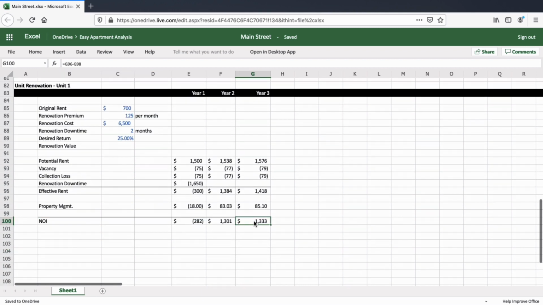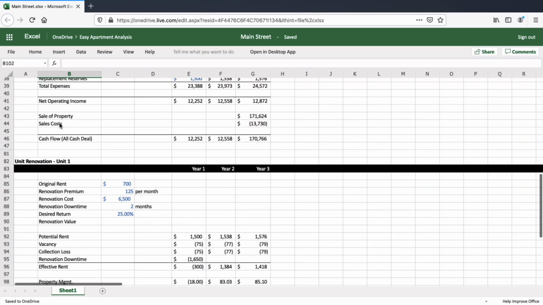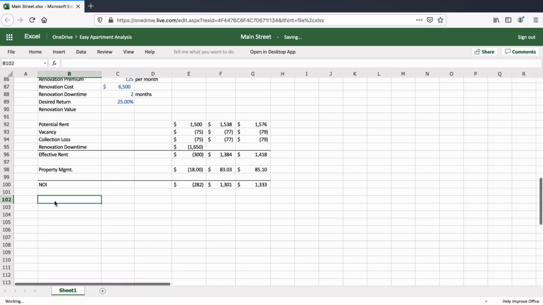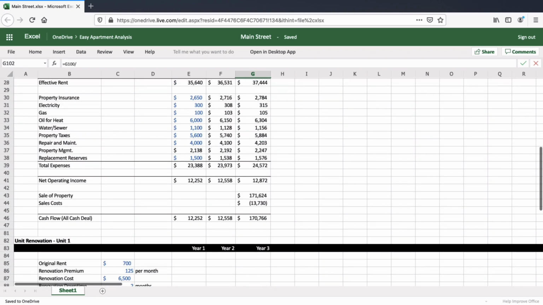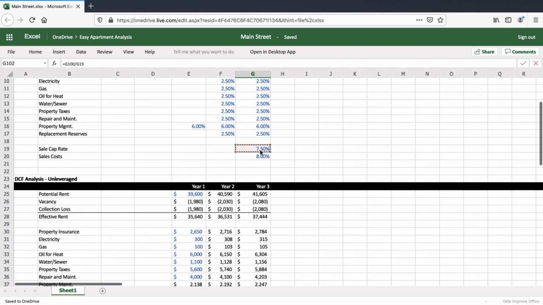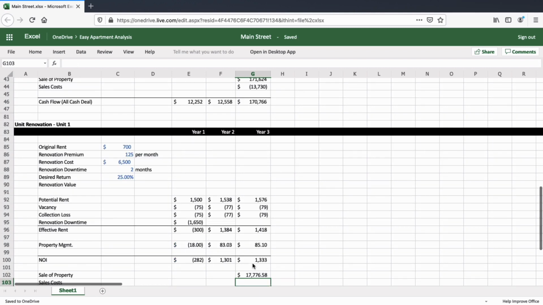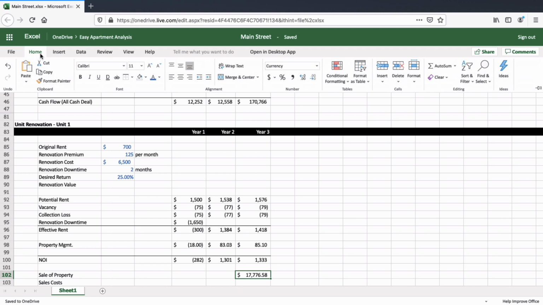So with our new net operating income in year 3, we're going to calculate the increase in sales value based on that increased net operating income. To make my life simpler, I'm just going to copy these 2 items, paste them down here. For sale of property, it's equals net operating income divided by the cap rate we chose up here, sales cap rate of 7.5%. There's the increase in value from a sale from that $1,300 more dollars in that last year. I'm going to get rid of the decimal places.